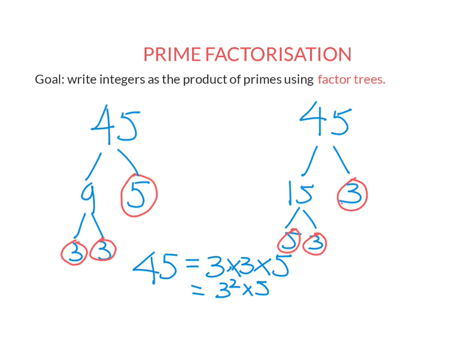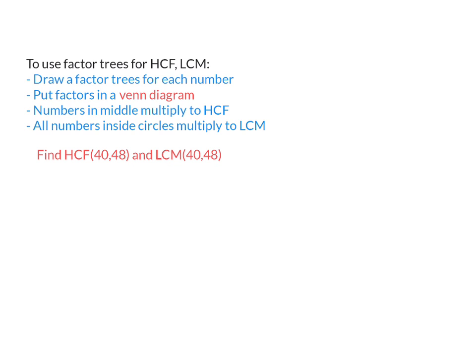Okay, now we're going to look at using these factor trees to find highest common factor and lowest common multiple. So we're now going to use factor trees to find the highest common factor of 40 and 48 and also the lowest common multiple of 40 and 48. To do that, we're going to follow these steps.